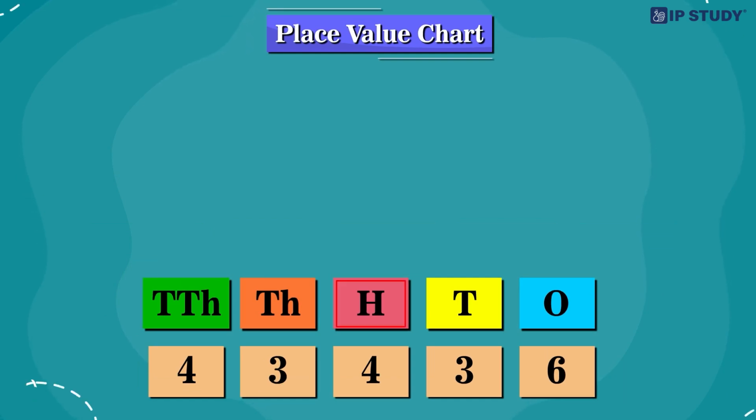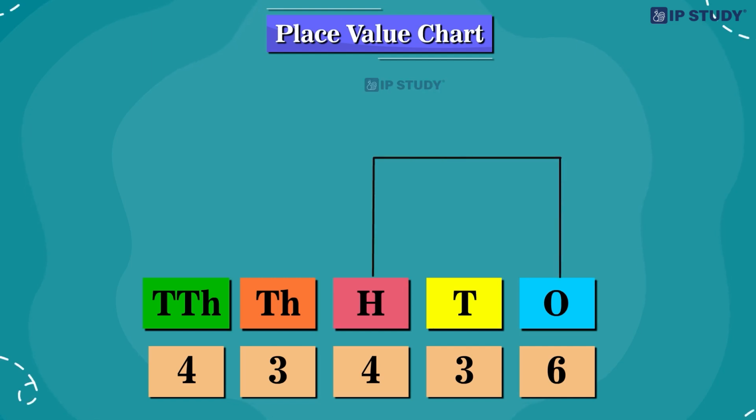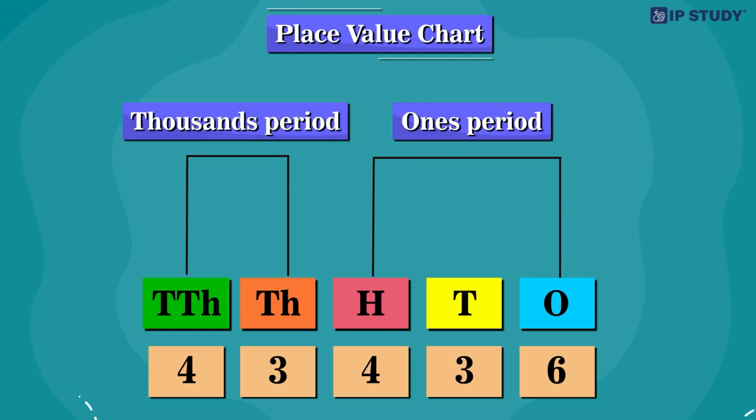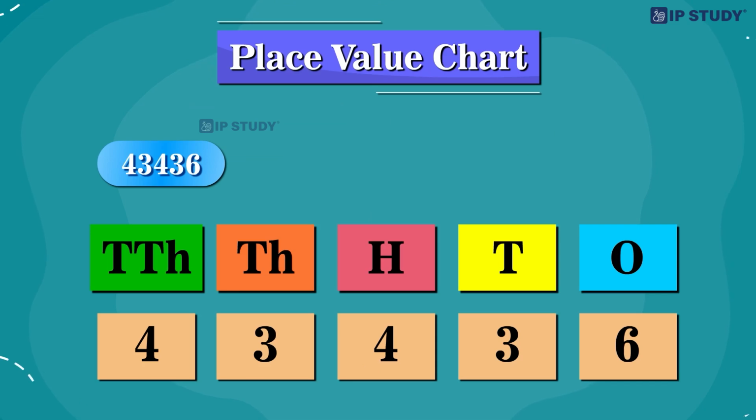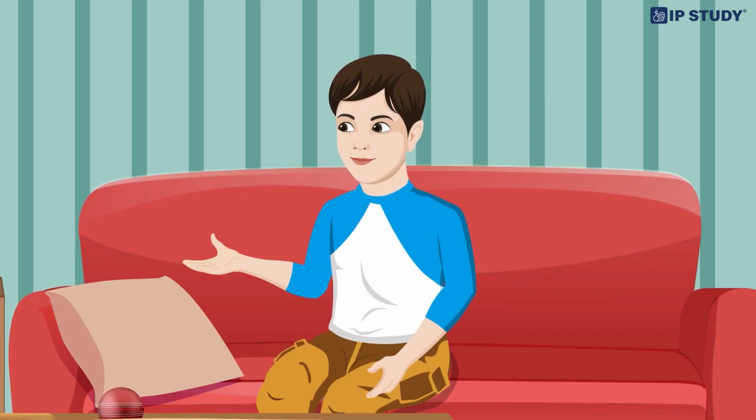The place values are divided into periods. The first three, H, T, O, make the ones period. The next two, TH and TTH, make the thousands period. To read numbers easily, we use commas after every period. So, for the number 43,436, we can write it as 43,436 as per the Indian place value chart and read it as 43,436. Got it!